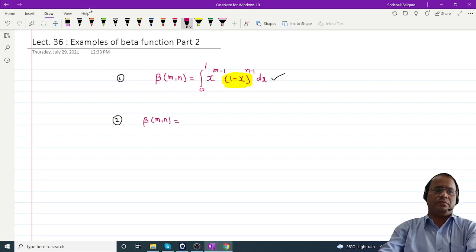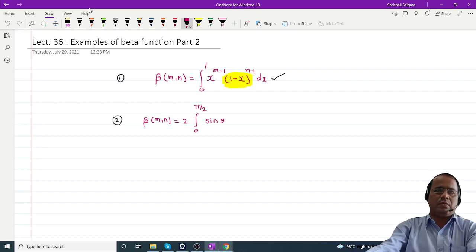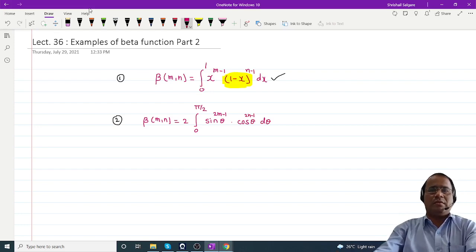2 into integral from 0 to pi by 2 sine theta raised to 2m minus 1, very good, into cos theta raised to 2n minus 1 d theta. Okay, you are taking the integral with respect to theta.